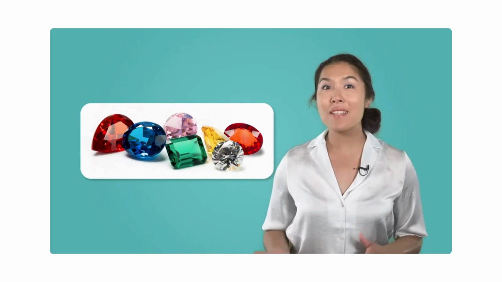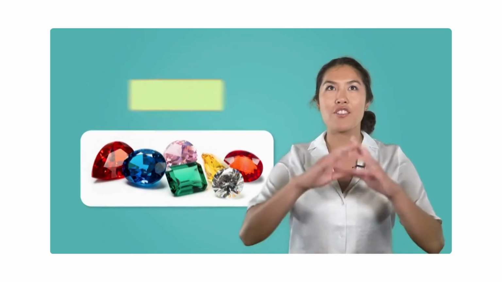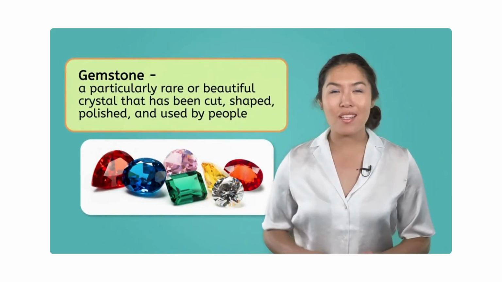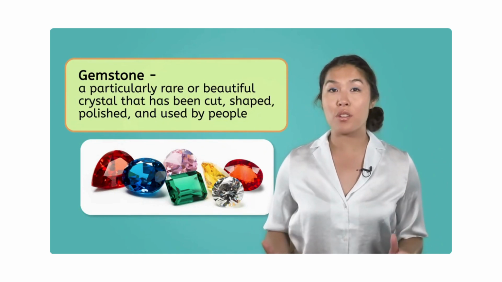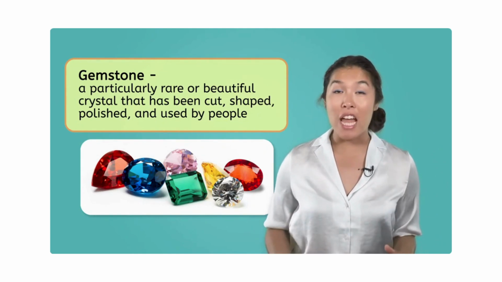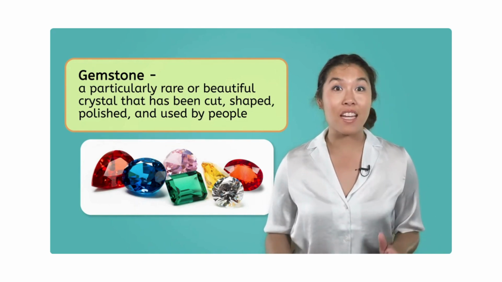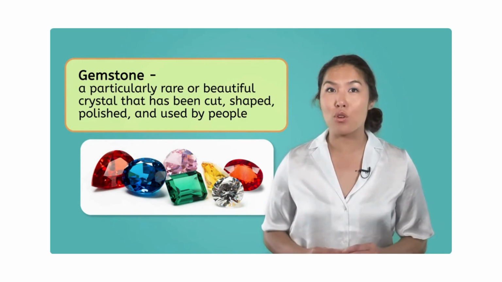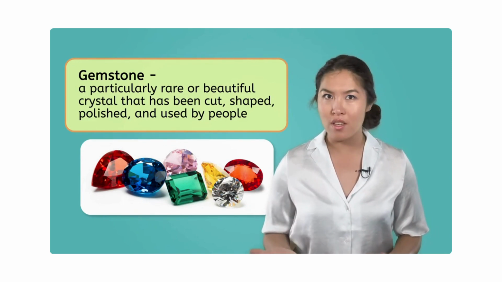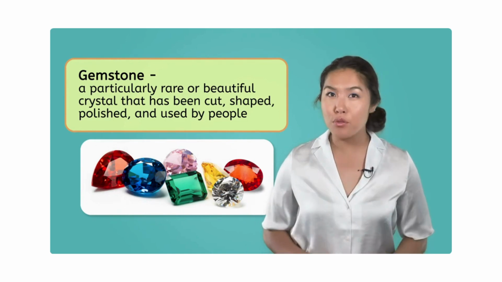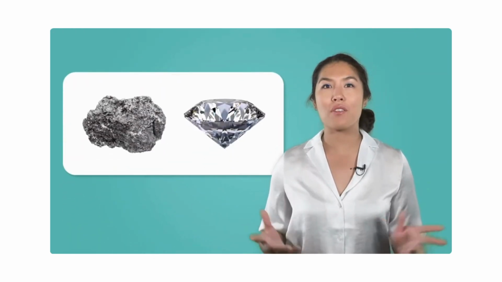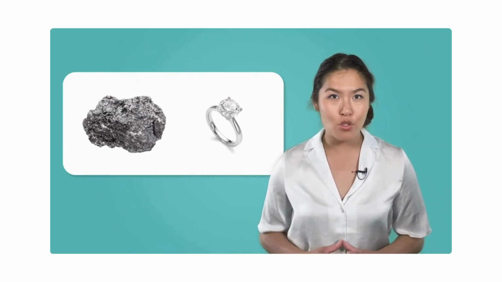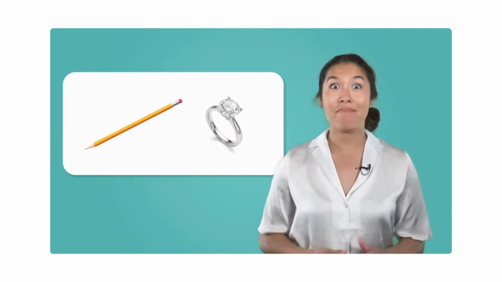Some crystals, like diamonds and sapphires, get a special name: gemstones. A gemstone is just a particularly rare or beautiful crystal that has been cut, shaped, polished, and used by people for some special purpose, like jewelry. In fact, some gemstones are made out of the exact same minerals as another more common crystal, but we call the particularly rare and beautiful form a gemstone. For example, graphite and diamonds are both made from carbon, but we use one for precious jewelry and one for making pencils. Tough break, graphite.